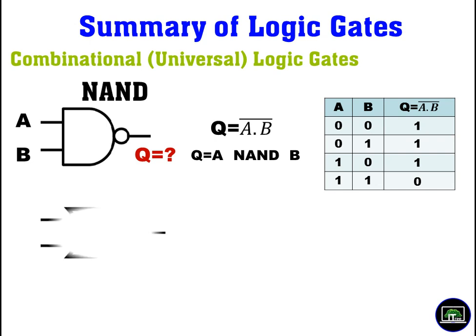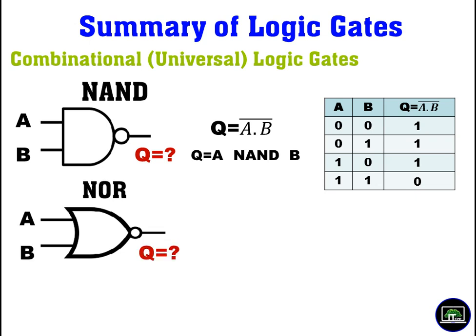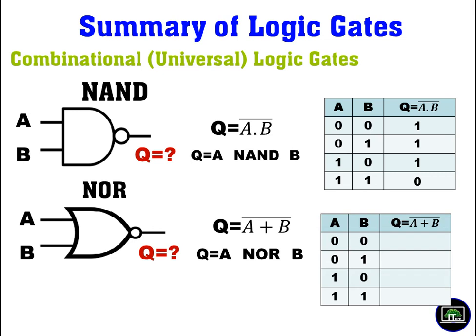Now the next gate is called the NOR gate. Inputs are A and B. Output Q. What is Q now? It's written as A plus B bar. Sometimes we write A NOR B. We can quickly fill the truth table. It's something like this: 1 0 0 0. These are the universal logic gates, or sometimes called combinational logic gates.